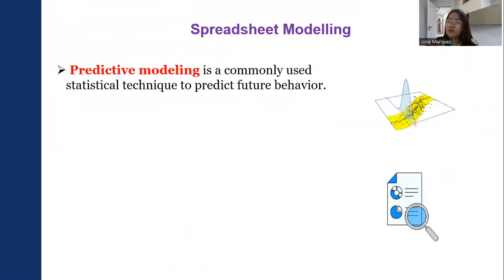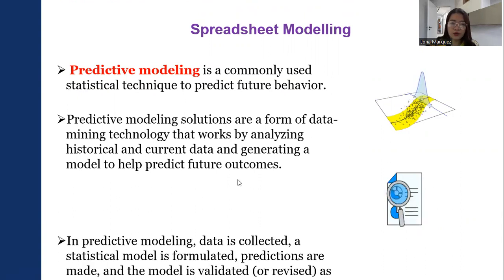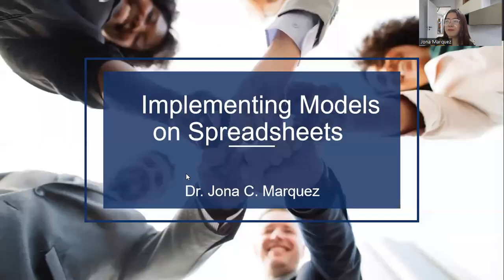Now, predictive modeling is a commonly used statistical technique to predict future behaviors. Predictive modeling solutions are a form of data mining technology that works by analyzing historical and current data and generating a model to help predict future outcomes. In predictive modeling, data is collected, a statistical model is formulated, predictions are made, and the model is validated or revised as additional data becomes available.